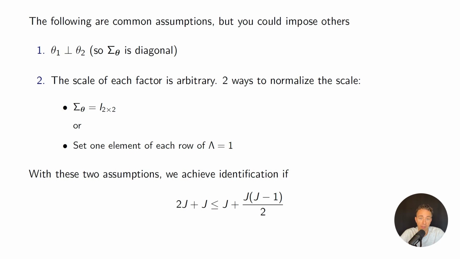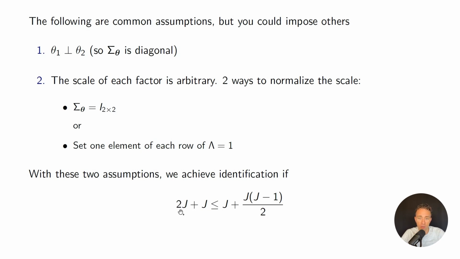And then if we make these assumptions, we can achieve identification if 2J plus J is less than or equal to J plus J times (J minus 1) over 2. So where is this 2J plus J coming from? Well, before we had 2J plus J plus 3, and basically we've knocked out the off-diagonal element of sigma theta and the diagonal elements of sigma theta, or the same number of elements of lambda, depending on how we chose to do this one. So we had 3J plus 3, now we're down to 3J.